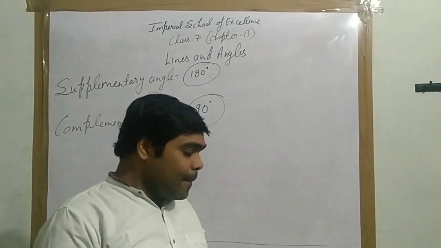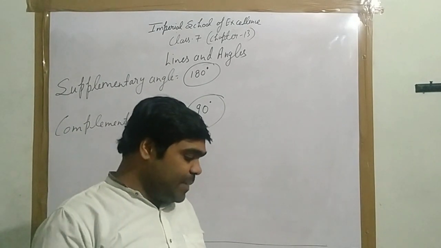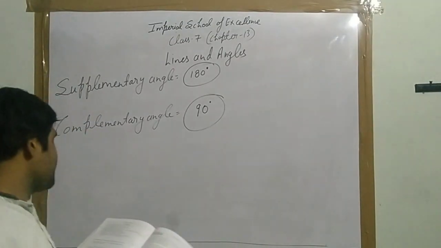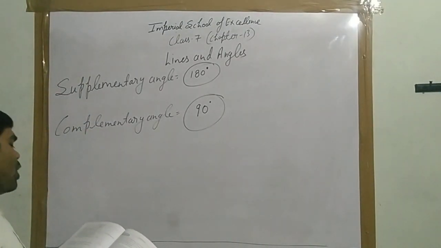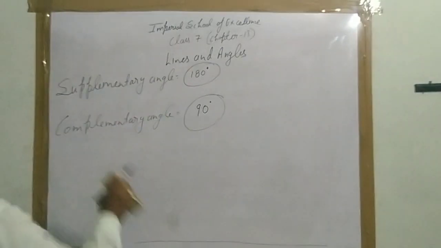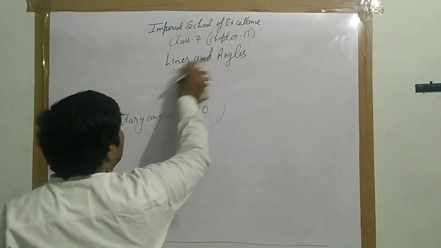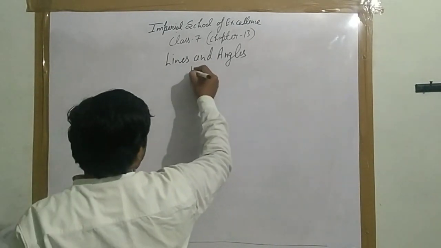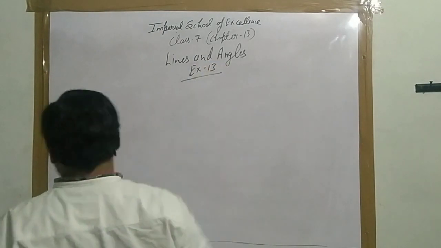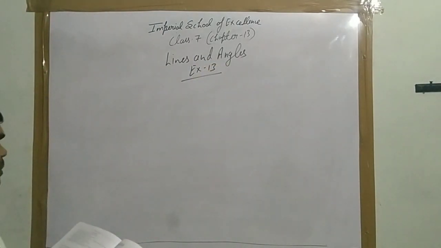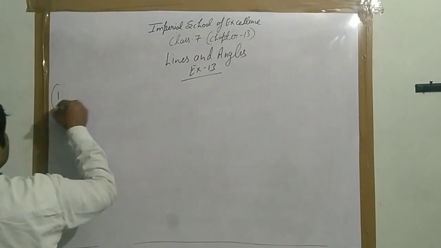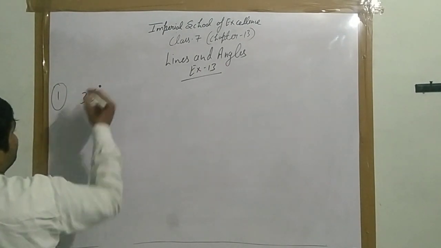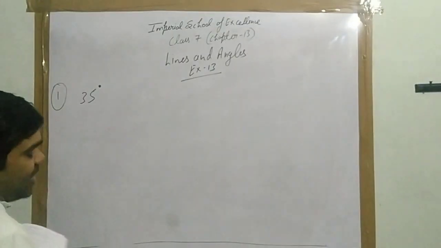Now, the first exercise in this chapter: only one exercise is given in chapter 13, Exercise 13. The first question is: find the complement of each of the following angles. The question given here is 35 degrees.